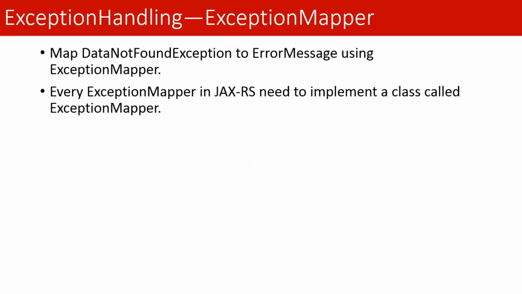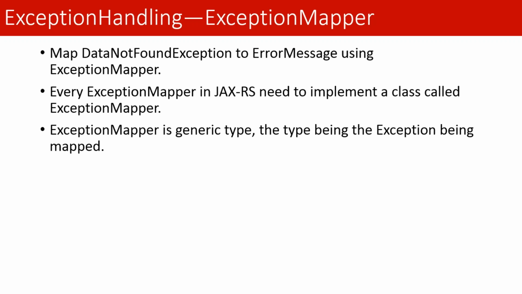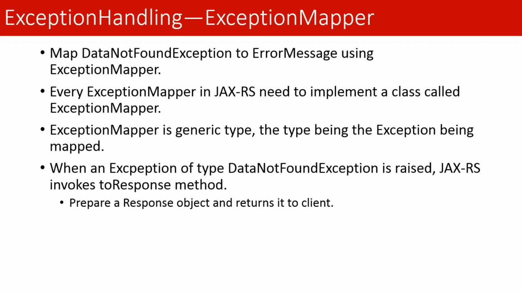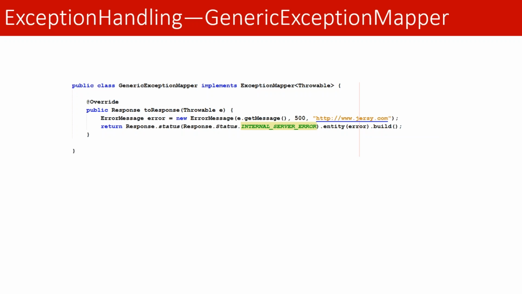So map DataNotFoundException to the error message using the ExceptionMapper. Every exception mapper in JAX-RS needs to implement the interface called ExceptionMapper. ExceptionMapper is a generic type, the type being the exception being mapped. When an exception of type DataNotFoundException is raised, JAX-RS invokes the toResponse method, prepares a response object, and returns it. So this is what we are doing.